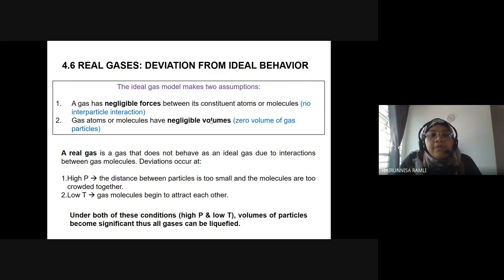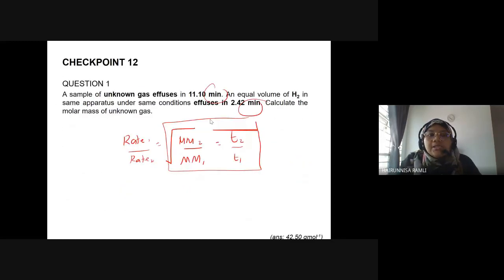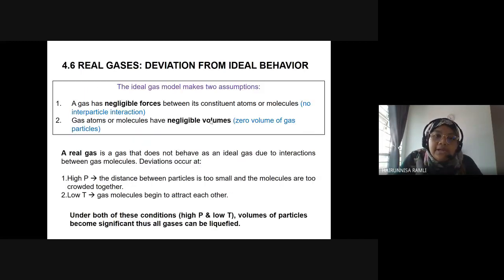So, before kita masuk real gas ni, okay, semua benda yang you belajar up until 4.5 ni, efficient diffusion ni, semuanya kita assume dia adalah ideal gas. Okay, sampai 4.6 barulah kita masuk pada real gas. So, first, sebelum kita masuk real gas, I hope you still remember apa yang menyebabkan kita assume dia ideal gas. Macam saya cakap tadi, ideal gas sebenarnya tak wujud pun. Okay, tak perfect lah kan.